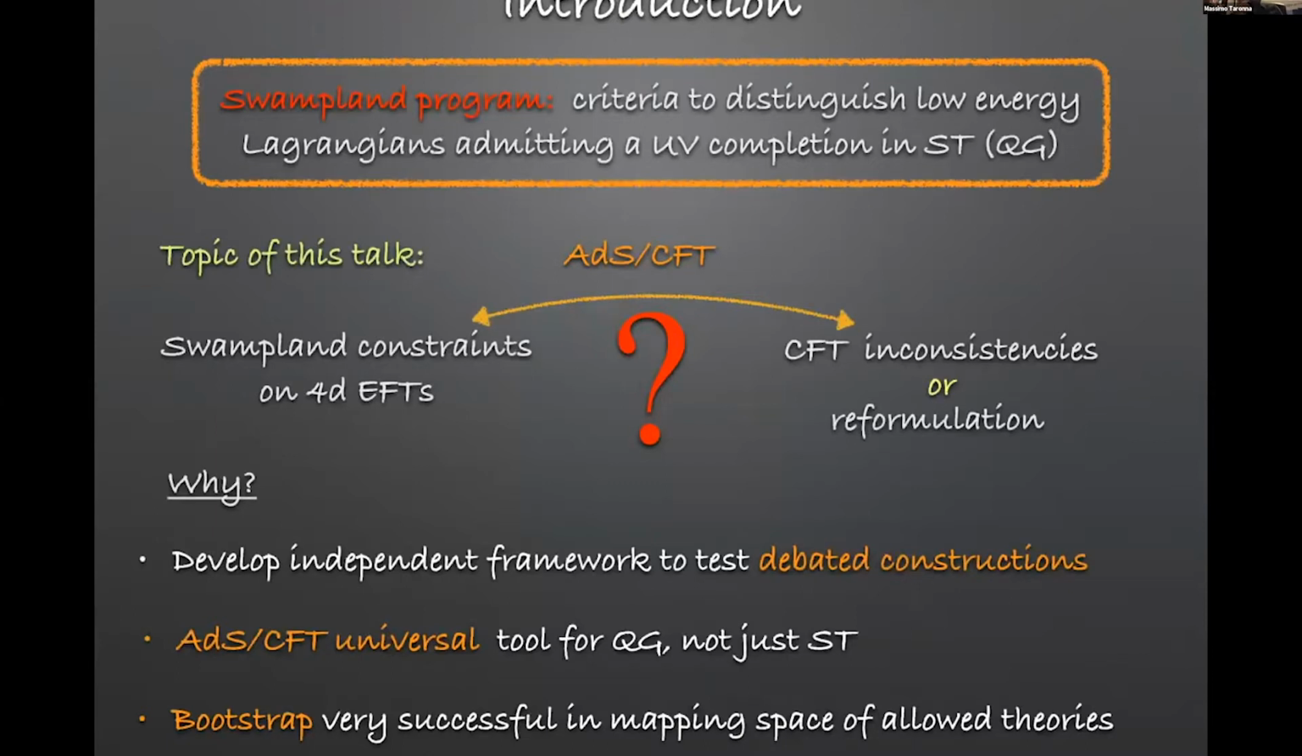As it says, the main topic of this talk is to try and see whether swampland constraints on 4D effective theories from a string origin can be mapped through AdS/CFT to either some sort of CFT inconsistency, or, in case this is not possible, to CFT reformulation.